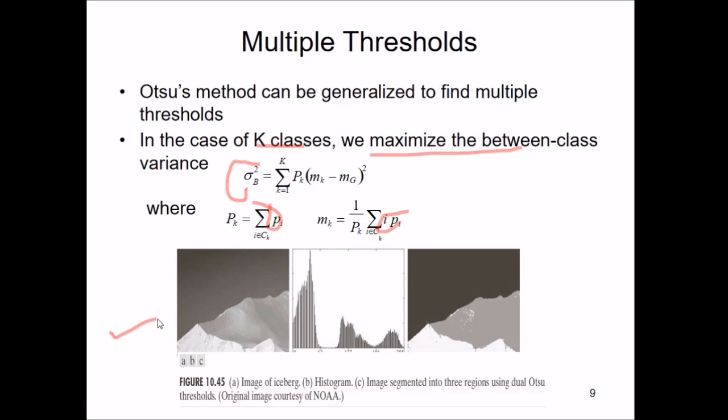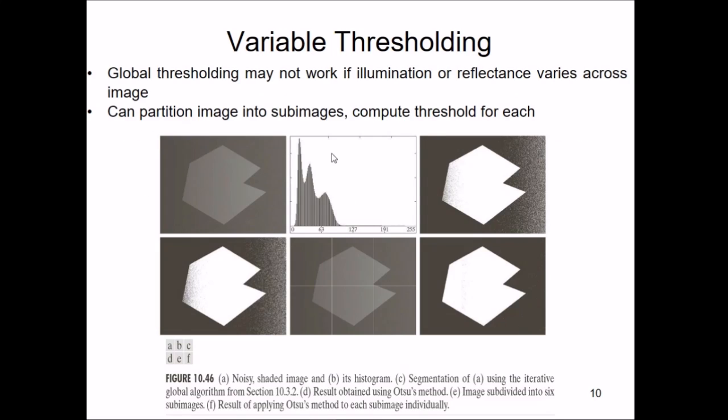So this is the image of an iceberg. This is the histogram. This is the image segmented into 3 regions using dual Otsu's thresholds. So you can use multiple thresholds also.